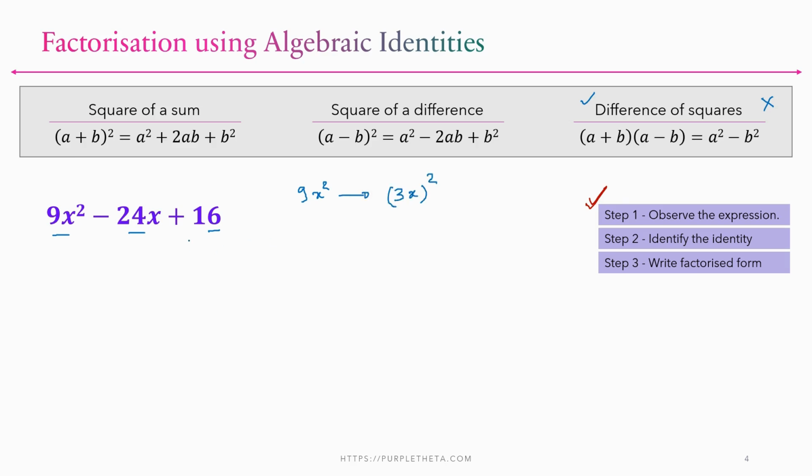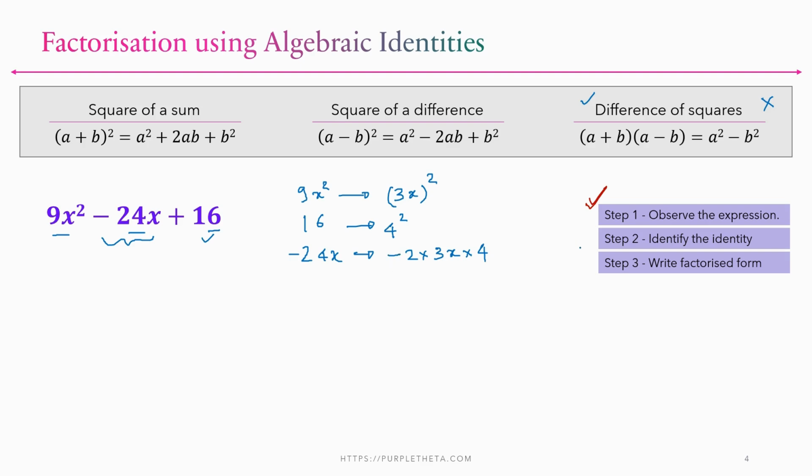And the last term, that is 16, is also a perfect square, and 16 can be written as 4 to the power 2, right? And the middle term, that is minus 24x, this is twice the product of 3x and 4, right? So this will be written as 2 multiplied by 3x multiplied by 4, right? And also it has a negative sign.